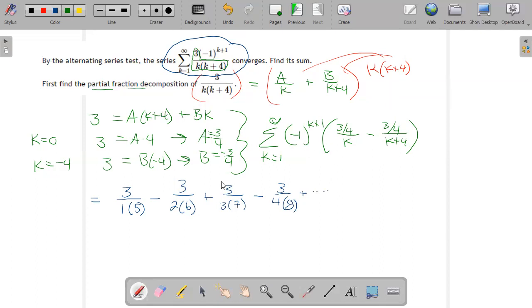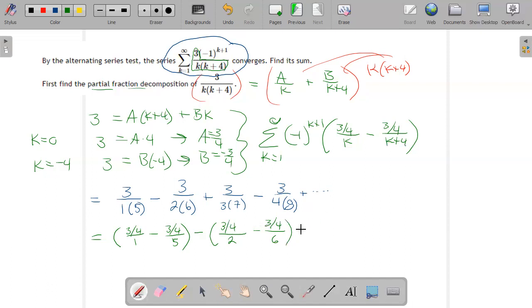The other version, based on the green, says this ought to be equal to, if k is 1, I'm going to get a -1 squared. So I'm just going to have a positive parentheses. 3/4 is hanging out on top over 1 minus the 3/4 over 1 plus 4 is 5. And k is 2, I'm going to get a minus 3/4, and I guess it would have been nice to factor that 3/4 out. Oh well. 2 minus 3/4 over 2 plus 4 would be 6.